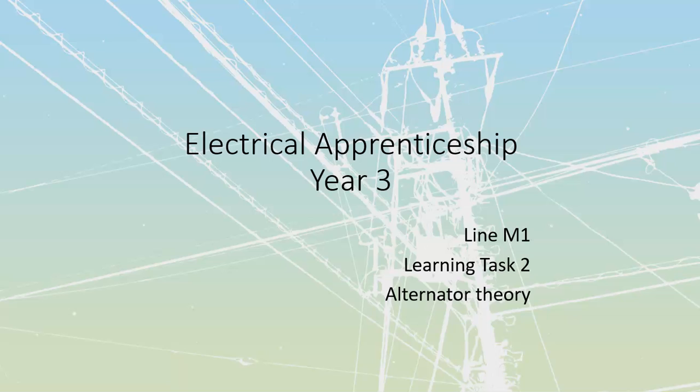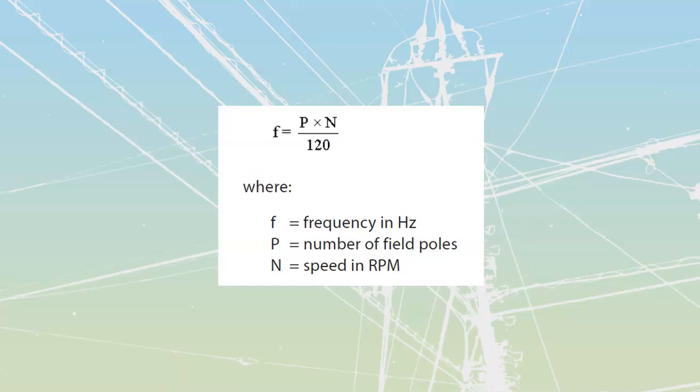All right, line M1, learning test 2, we're going to talk about alternator theory, describing the operating principles of our three-phase alternators. We're going to go through a couple of formulas that we're familiar with already, one that we have talked about ad nauseam already this year, E_g is equal to K, phi, and N, which is going to tell us how we generate values of voltage.